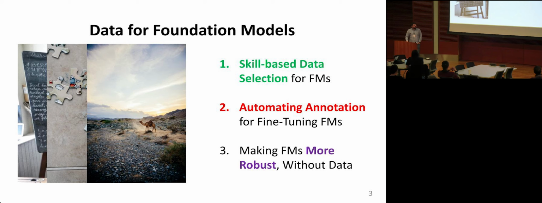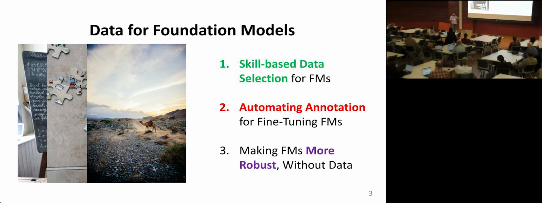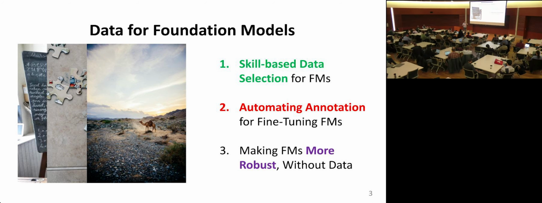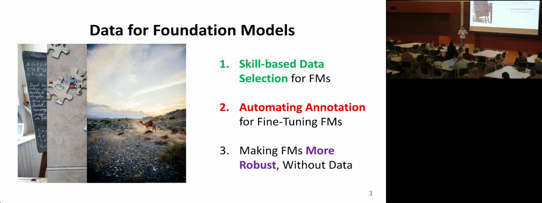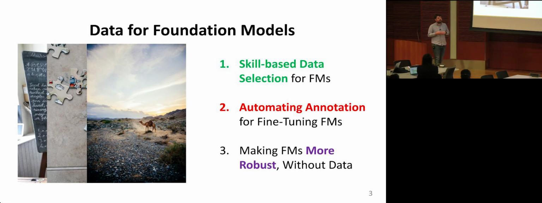The second thing I'll talk about is this process of annotation. And again, this is something that we really have to do. We have to label a lot of data to get these models to make good predictions. We have to get a lot of human preferences to make sure they don't output really bad things. We'll see how we can automate this process as well.